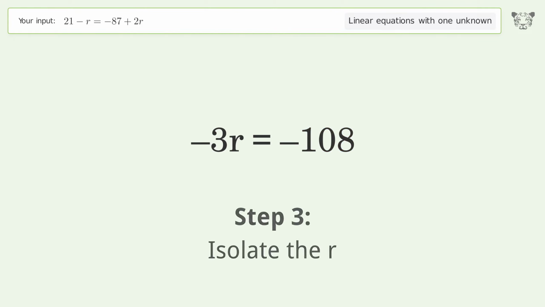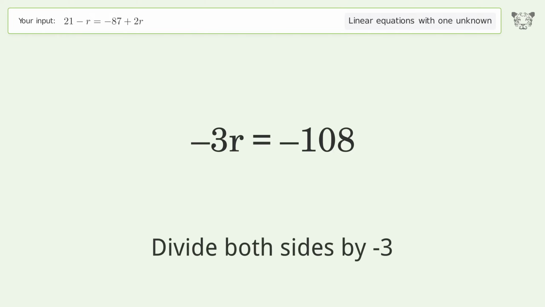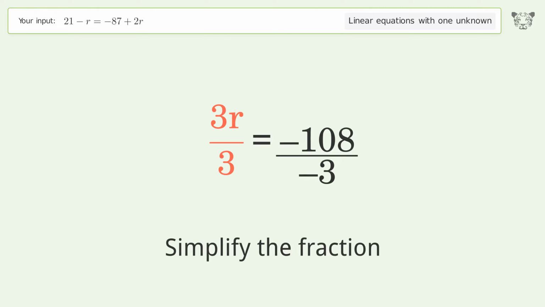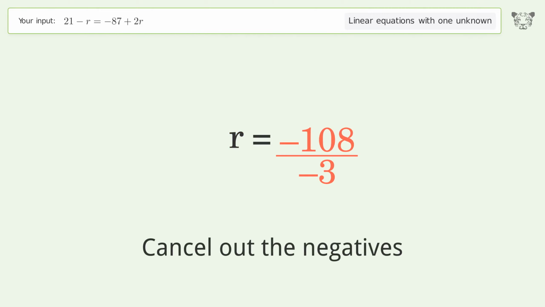Isolate the r. Divide both sides by -3. Cancel out the negatives. Simplify the fraction. Cancel out the negatives.